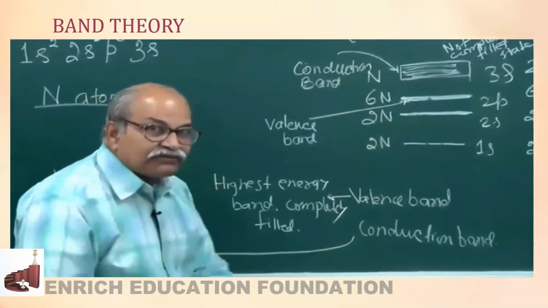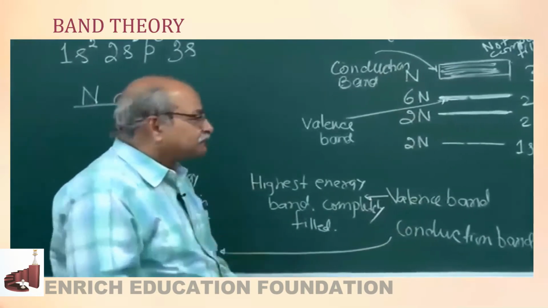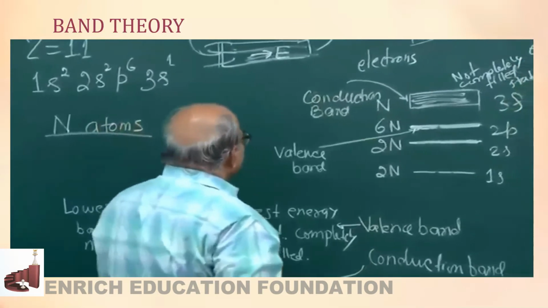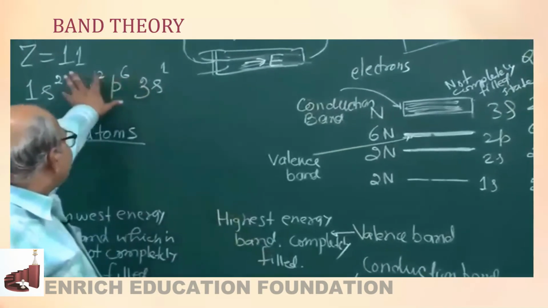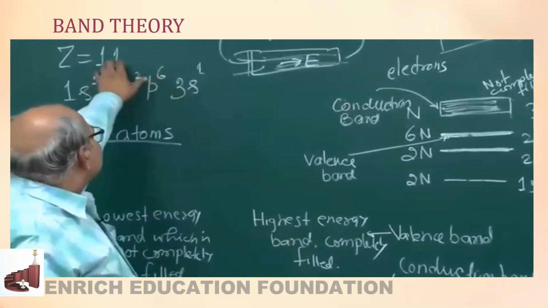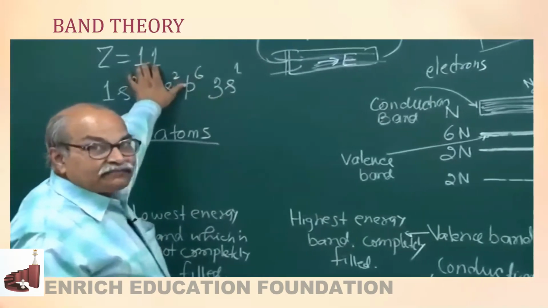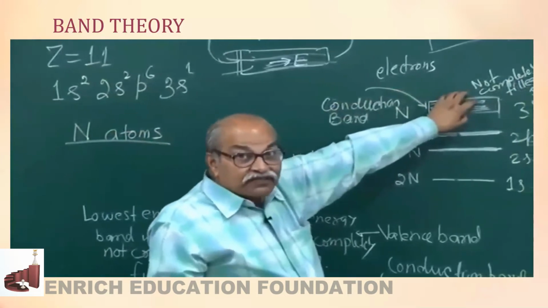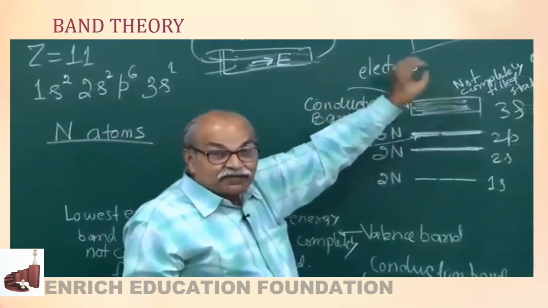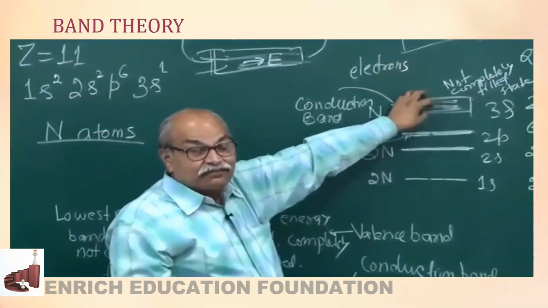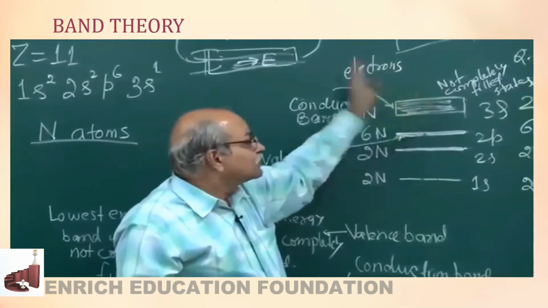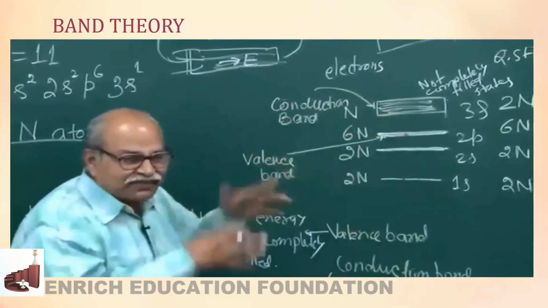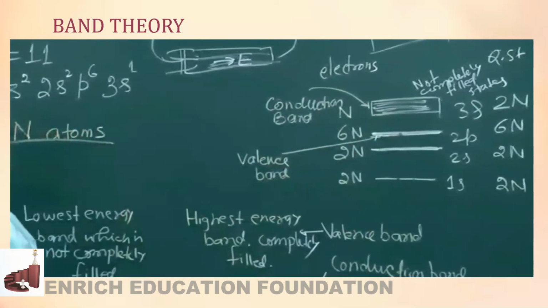Okay, now there are varieties of structures possible. One structure is this. I had taken sodium as an example where there are 11 electrons per atom, and then we see that yes, you have a conduction band in which half the quantum states are empty and half the quantum states are filled at low temperature, and therefore conduction is possible. Sodium is a conductor. All metals will have this kind of property.